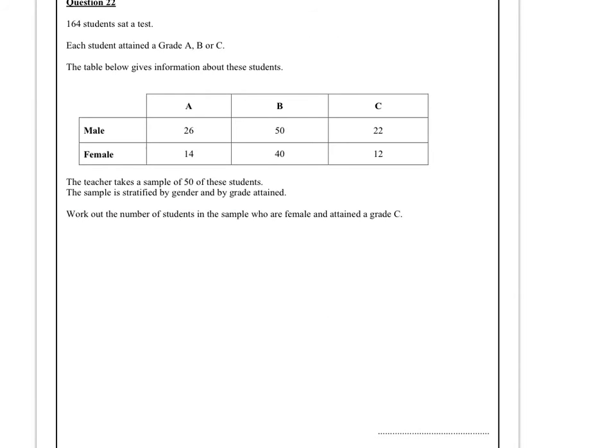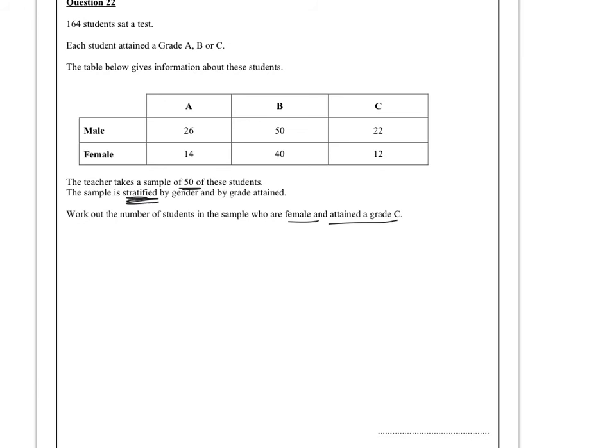Question 22. 164 students sat a test. Each student attained a grade A, B or C. The table below gives information about these students. A teacher takes a sample of 50 of these students. The sample is stratified by gender and by grade attained. Work out the number of students in the sample who are female and attained a grade C.